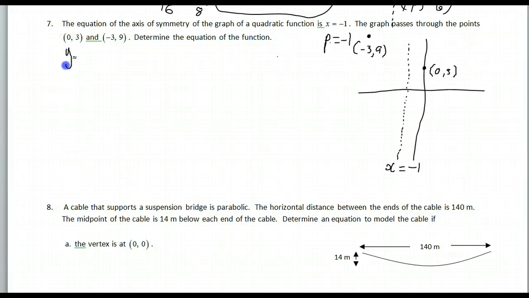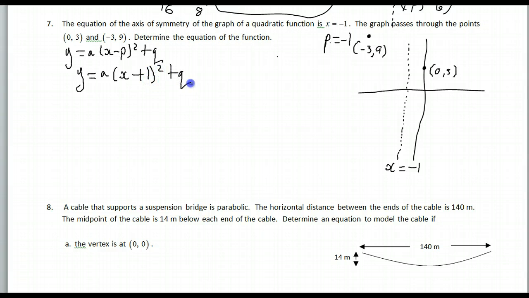So y equals a, x minus p squared plus q, and all we know is that y is equal to a, x minus negative 1 will be plus 1 squared plus q. That's all we know. We have 4 unknowns here: x, y, a, and q. Now in this case, we have 2 values of x and y that we can plug in.